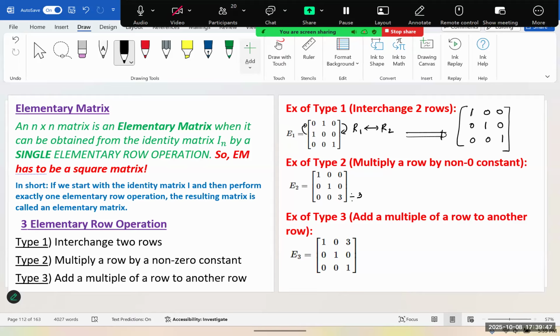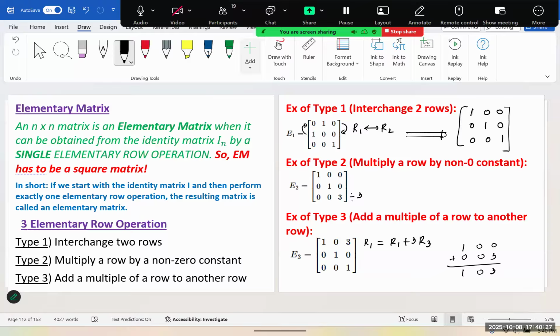And then the last one is not visible directly, but actually it is an elementary matrix, because if you observe, row 1 is actually row 1 plus 3 times row 3. So you multiply row 3 by 3, you get 0, 0, 3. If you add it with 1, 0, 0, the result is 1, 0, 3, which is the first row. So E3 is also an elementary matrix because we applied only one row operation.